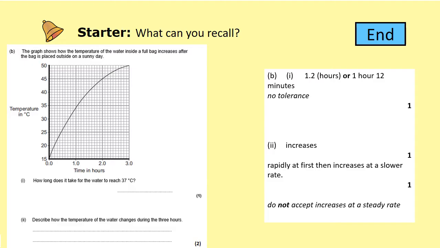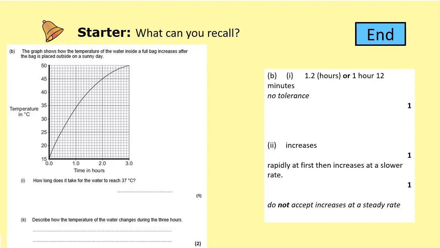Part 2. There's 2 marks we're after. The first mark's pretty easy. As time goes on, the water temperature increases. So increases, gets hotter, that'll get you 1 mark. But it's not going up at a steady rate. If the temperature was increasing at a steady rate, that would be a straight line. It's not, it's curving over.